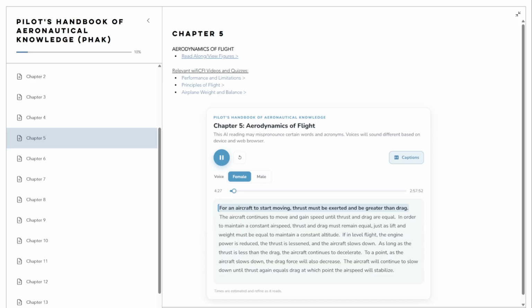Thrust. For an aircraft to start moving, thrust must be exerted and be greater than drag. The aircraft continues to move and gain speed until thrust and drag are equal. In order to maintain a constant airspeed, thrust and drag must remain equal, just as lift and weight must be equal to maintain a constant altitude. If in level flight, the engine power is reduced, the thrust is lessened, and the aircraft slows down.